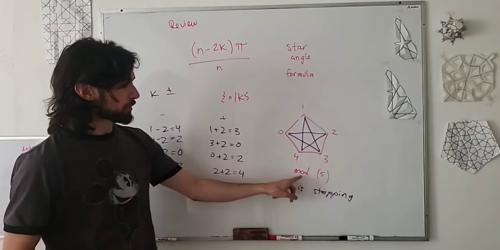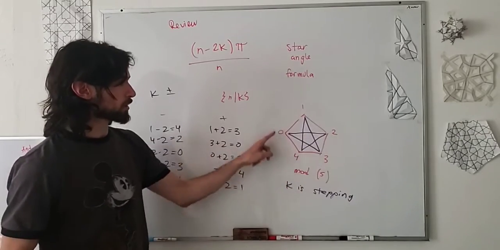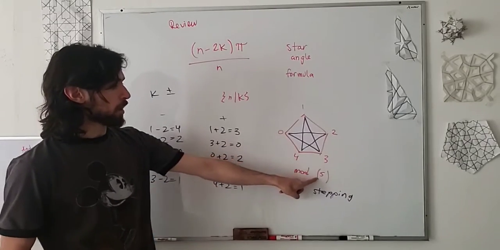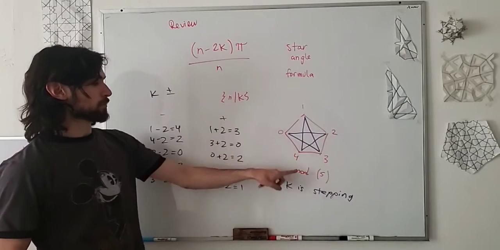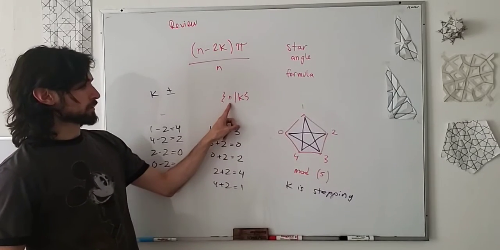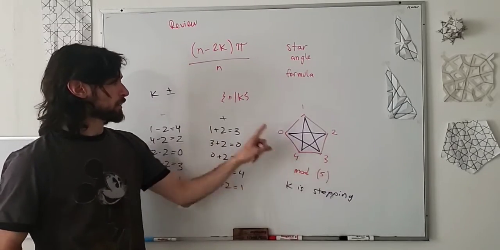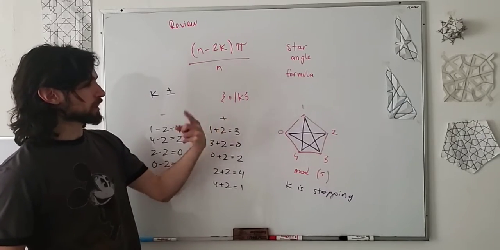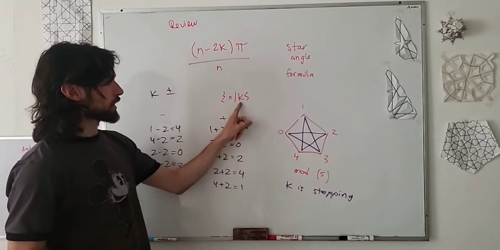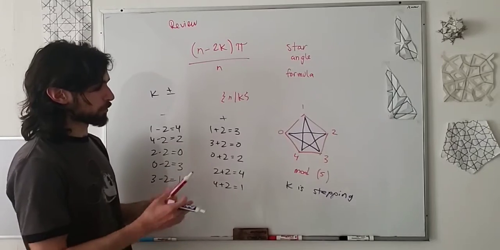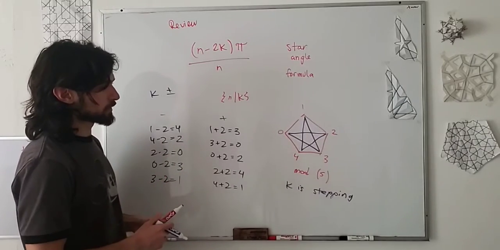And so k is stepping inside of mod, and mod is what polygon we're working on. And the mod, the number inside of the polygon, the mod rather, is what n is. So it's mod n is the k, and k is what's stepping inside of mod. So k is sort of like the operator, or whatever number is happening inside of it.